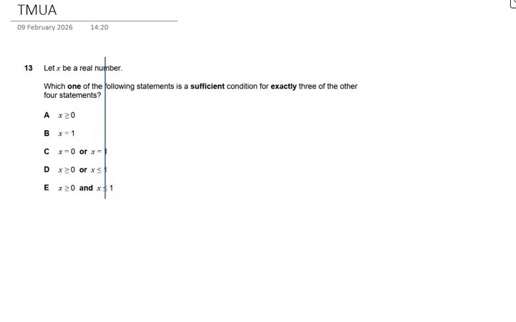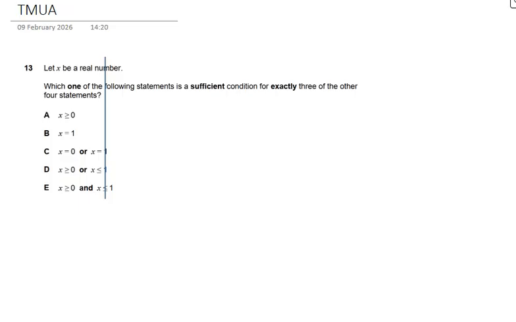Hello everyone. Today we are solving a logic based mathematics question involving real numbers and sufficient conditions. We are told, let x be a real number, and we are asked which one of the following statements is a sufficient condition for exactly 3 of the other 4 statements to be true.